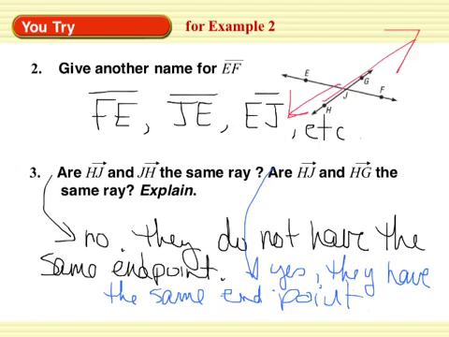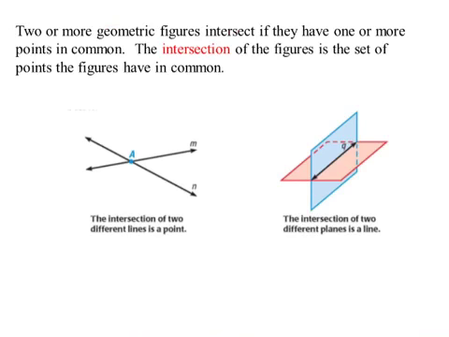Are HJ, go with blue, and HG the same ray? Yes, it doesn't matter. I'm going through J and including G, or I'm going to G and including J. They share the same endpoint. They're going in the same direction. They are the same ray.